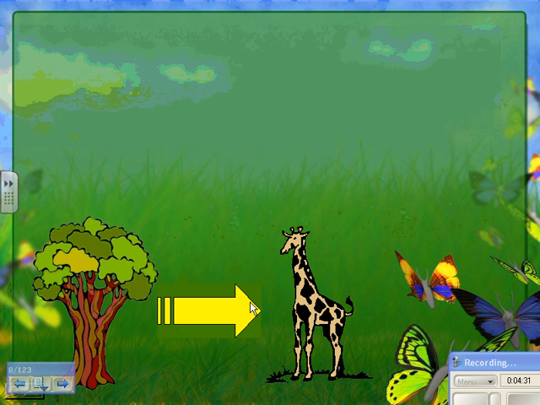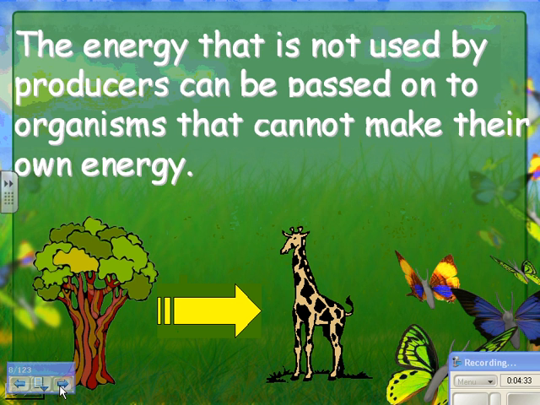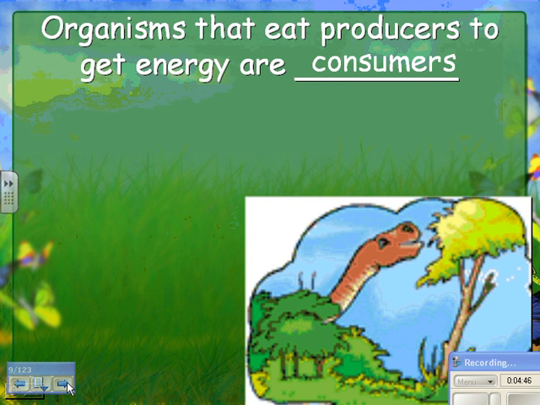So the energy, though, can sometimes go to a consumer. The energy that's not used by the producers can sometimes be passed on to organisms that cannot make their own energy, like a giraffe. And organisms that eat producers to get energy are called consumers.